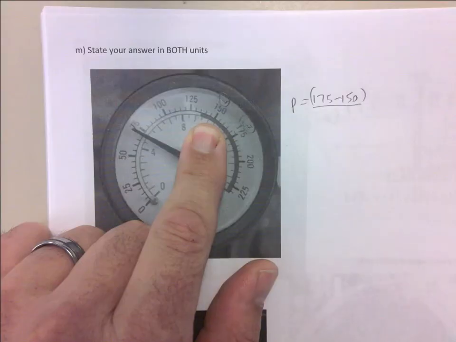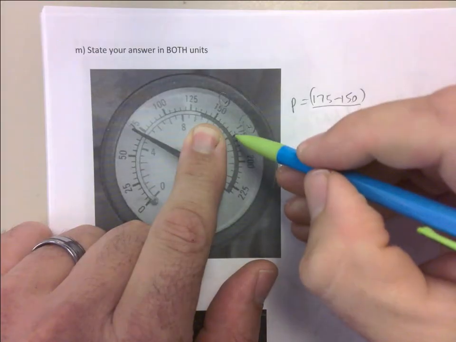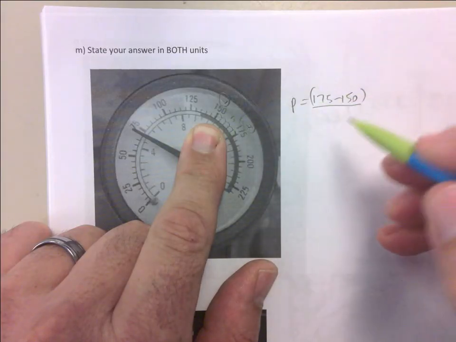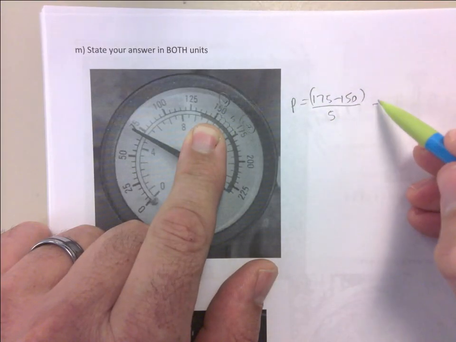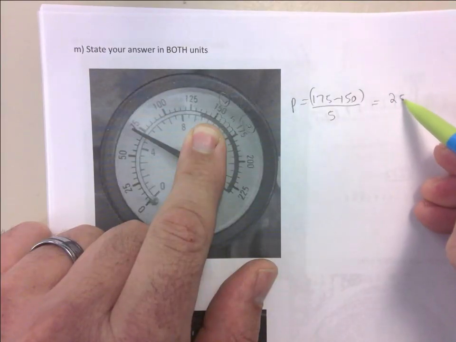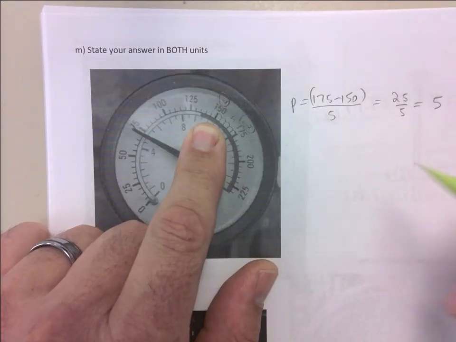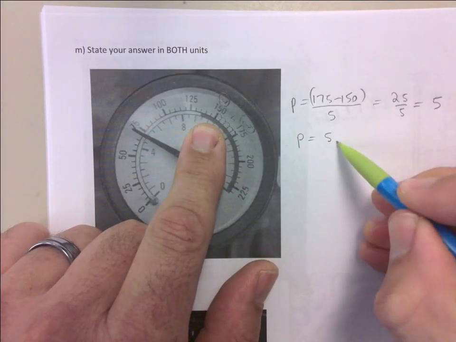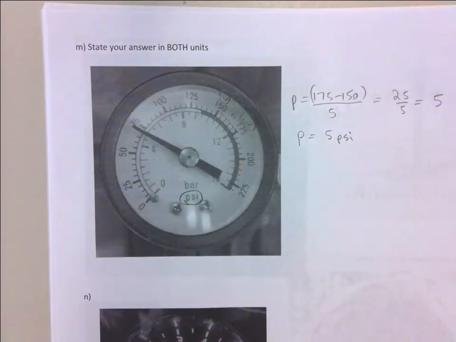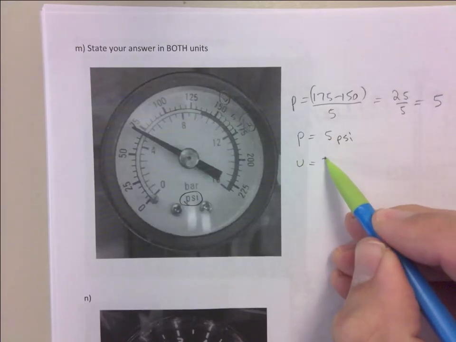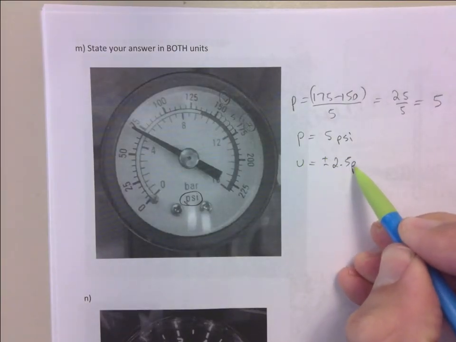Because there are markings in between the numbers, I do this. Okay, guys? I hope you understand that. So 1, 2, 3, 4, 5 gaps. So I have to divide that by 5. So that gives me 25 divided by 5. So my precision here is 5 PSI. Okay, 5 PSI at a time. Uncertainty is half of that, 2.5 PSI.